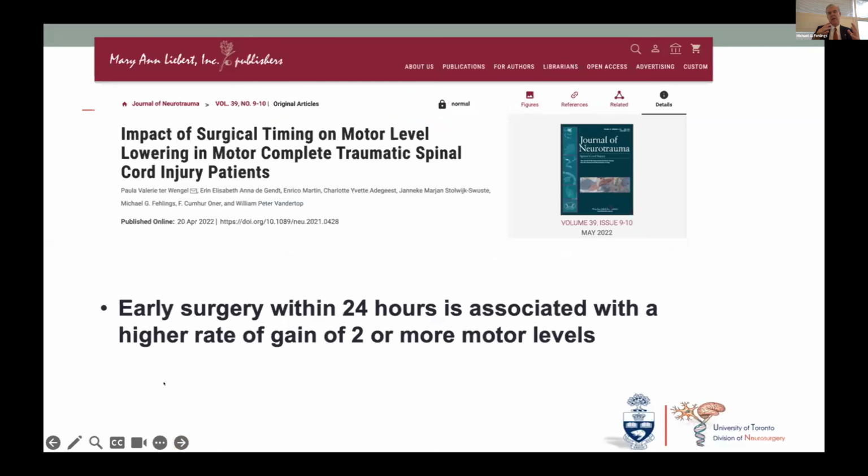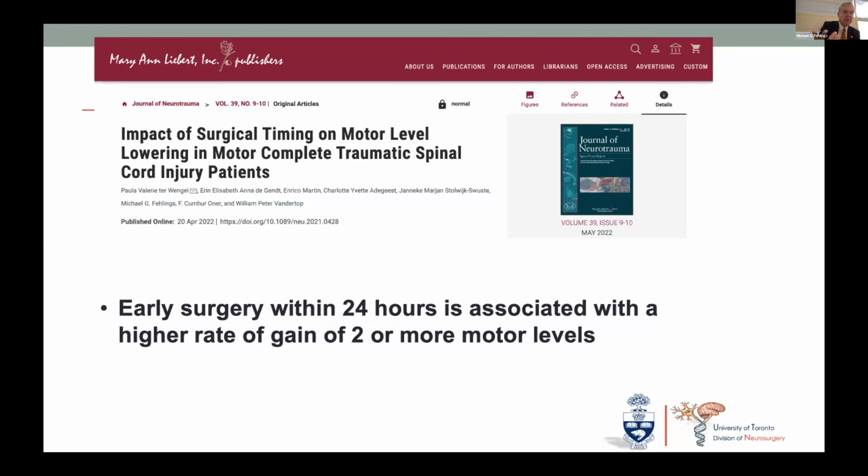Now, what about the Asia A patients? About 40% of patients with an Asia A cervical injury will convert their Asia grade. But what about the other patients who don't? And this is some nice work from Valerie Terwengel's PhD thesis. These data indicated that early surgery within 24 hours was associated with a higher rate of gain of 2 or more motor levels. And this is really important in patients with a cervical injury.